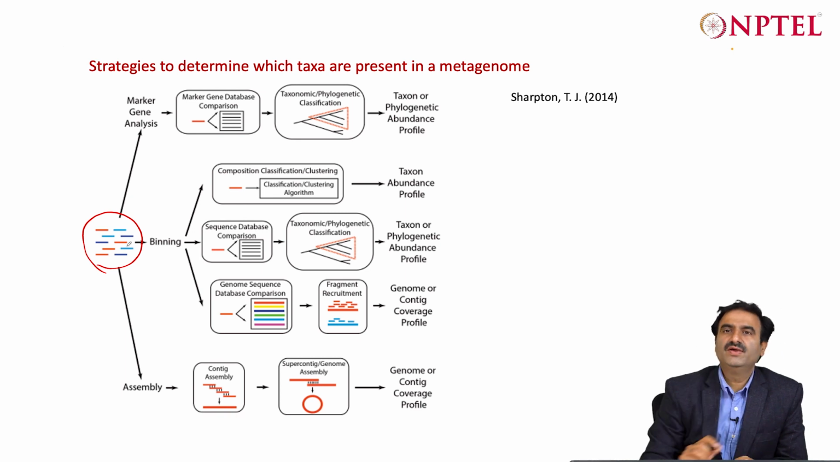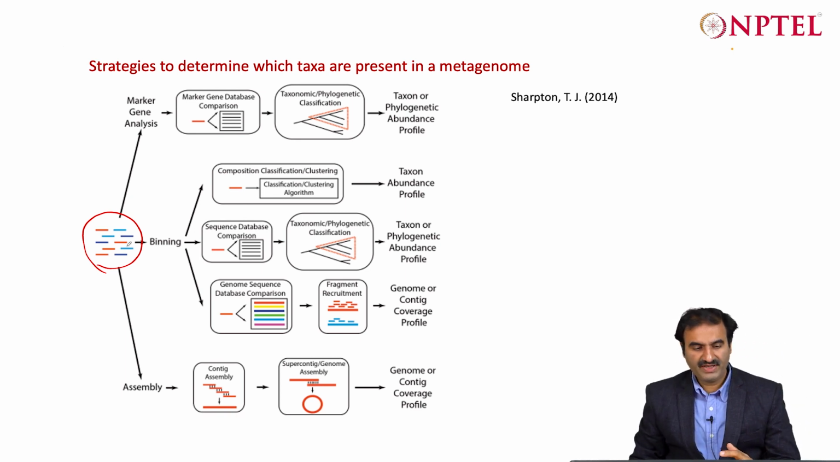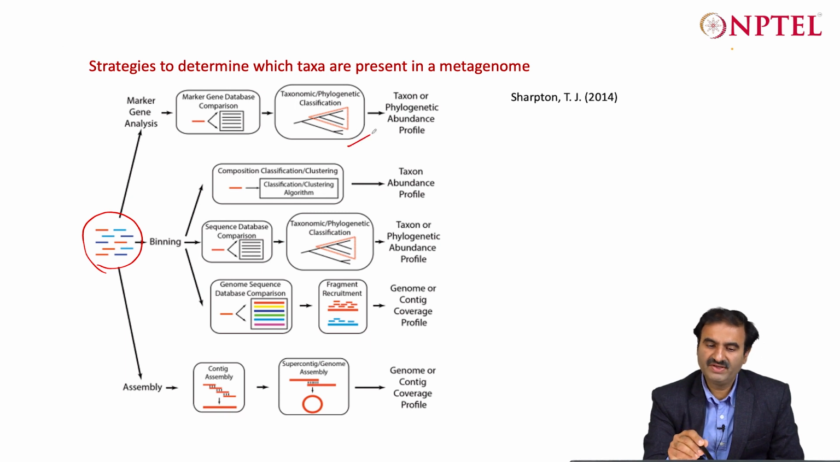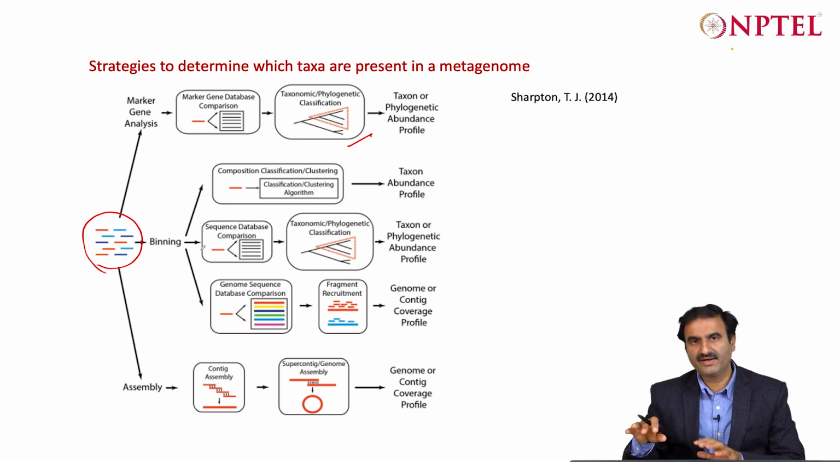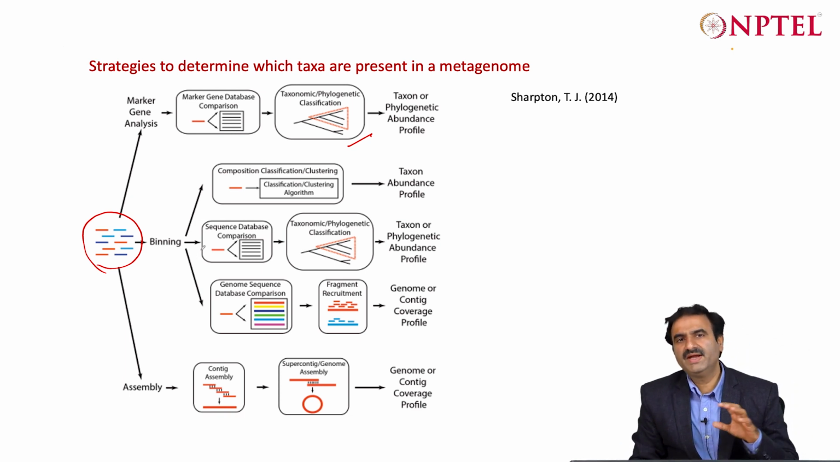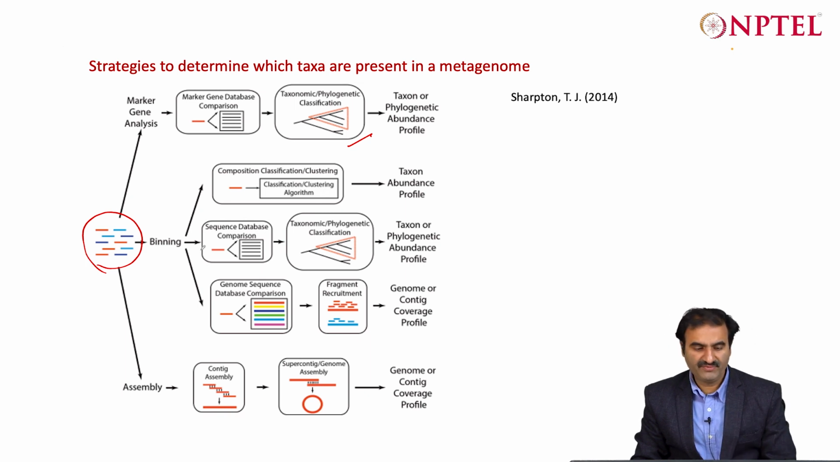So first of all, there can be several approaches. One is a marker based approach, where you compare these sequences against a marker database and identify the species, and based on their abundance and presence you will build the phylogenetic or taxonomic tree. Or you can do binning of these into different groups, red color, green color, blue color, which may indicate what genome they might be coming from.